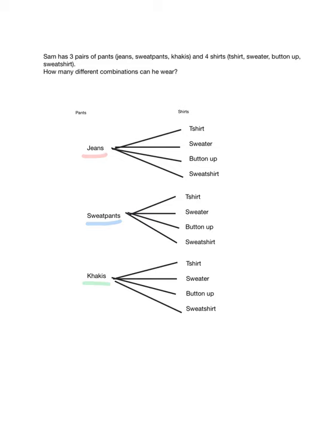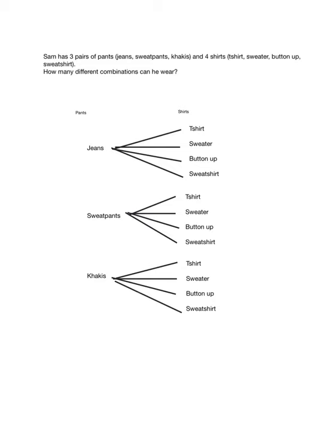Let's say it's chilly outside and Sam wants to wear a sweater or a sweatshirt. You can also follow the outcomes and figure out which ones would land with those outcomes. All of this information is gathered without even changing your original tree diagram.